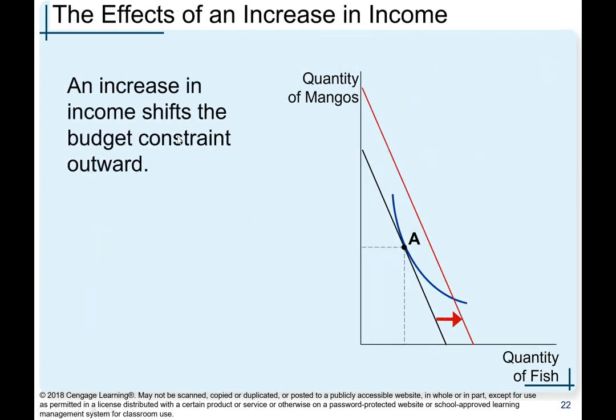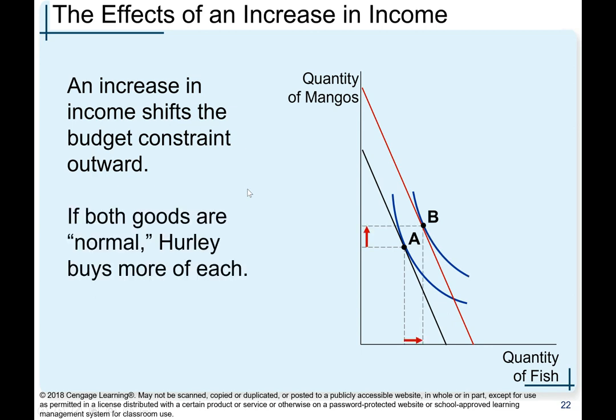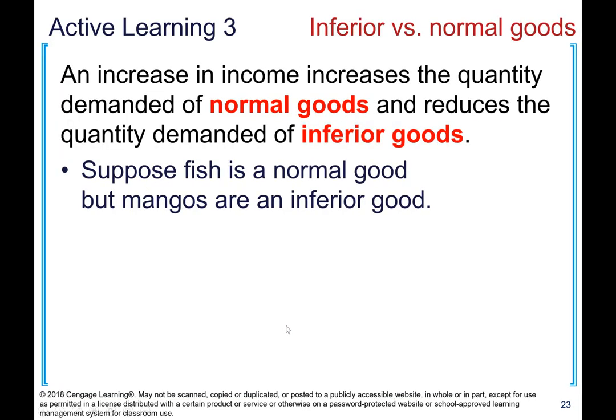An increase in income shifts the budget constraint outward. If both goods are normal, Halle buys more of each. And so in this case, Halle moves from point A to the new equilibrium point B. At that point, Halle has purchased more mangoes and also purchased more fish.